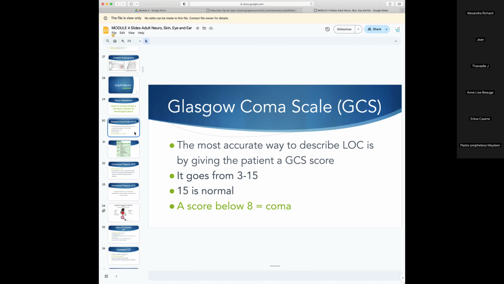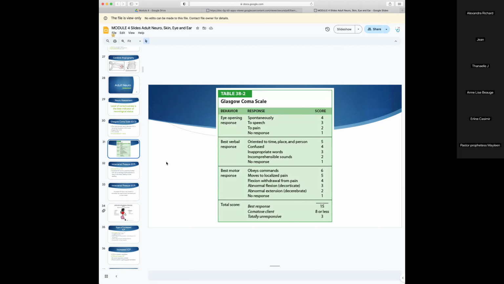The Glasgow Coma Scale goes from 3 to 15. Thank God, I think we're all a 15 right now. We're very, very blessed. A score of 8 and below means the patient is in a coma. Okay? You must memorize this. You must. There's no way around it. Okay? So this is the Glasgow Coma Scale.